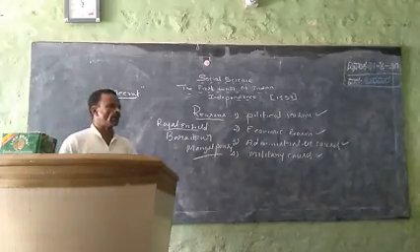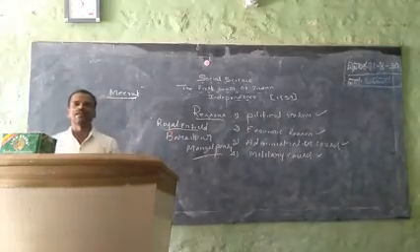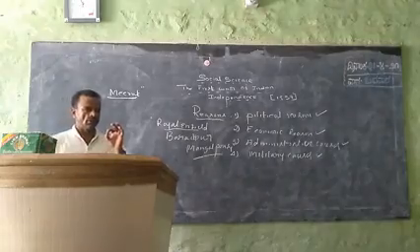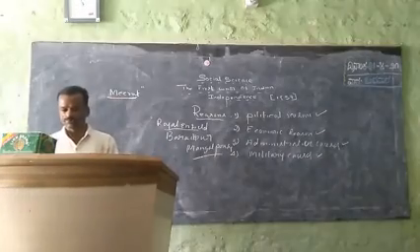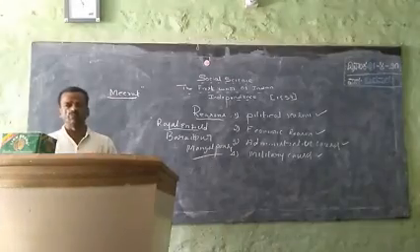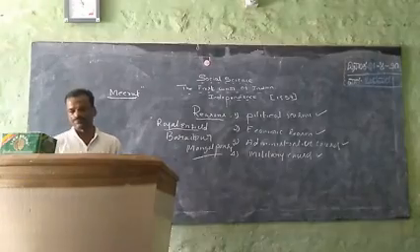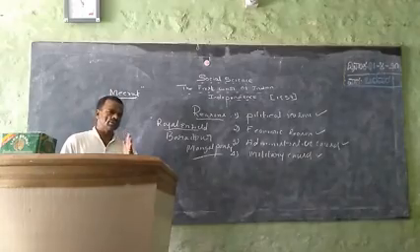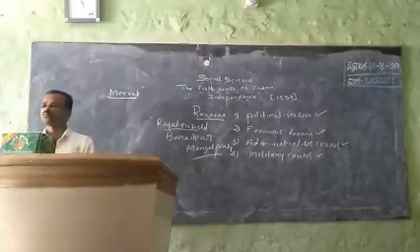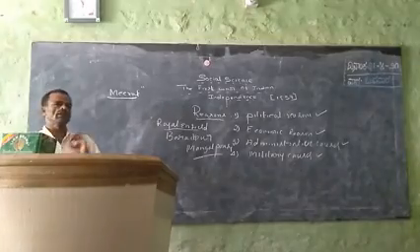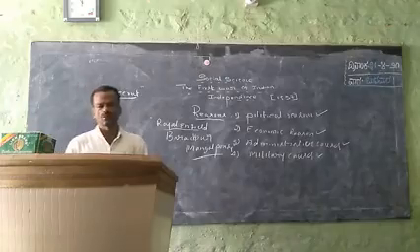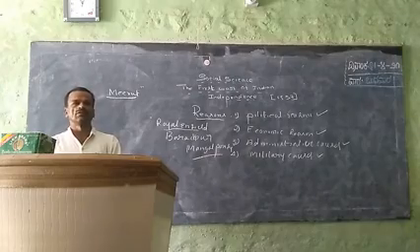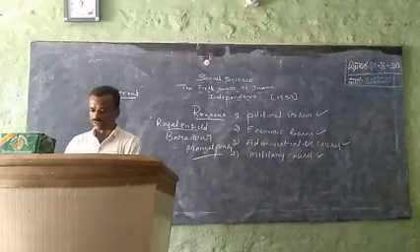See, what did the 1857 revolution lack? The revolt, or the mutiny, lacked direction and leadership. There was no specific direction, and then there was no particular leadership. So that is also one of the important reasons for the failure of the 1857 revolution.